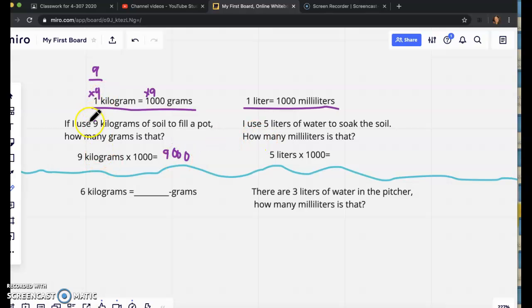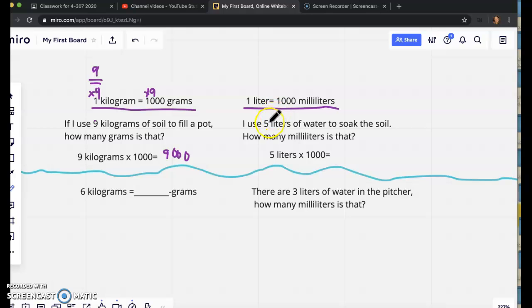All right. All you have to do is take, this one is kilograms, so I put the 9 up here. I'll make that an equal sign. So 1 times, to get to the 9 kilograms, 1 times 9 makes 9. Let's do it again over here. I used 5 liters of water to soak the soil. How many milliliters is that?